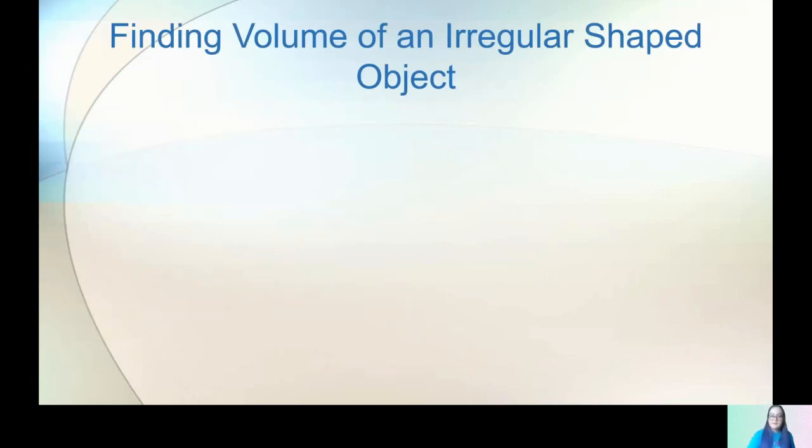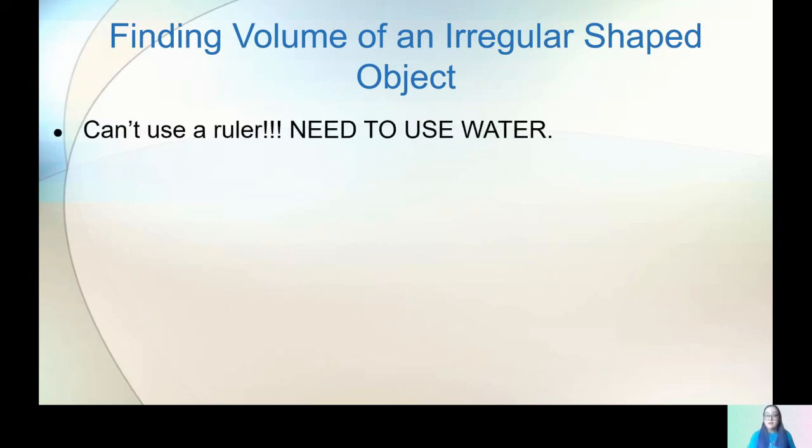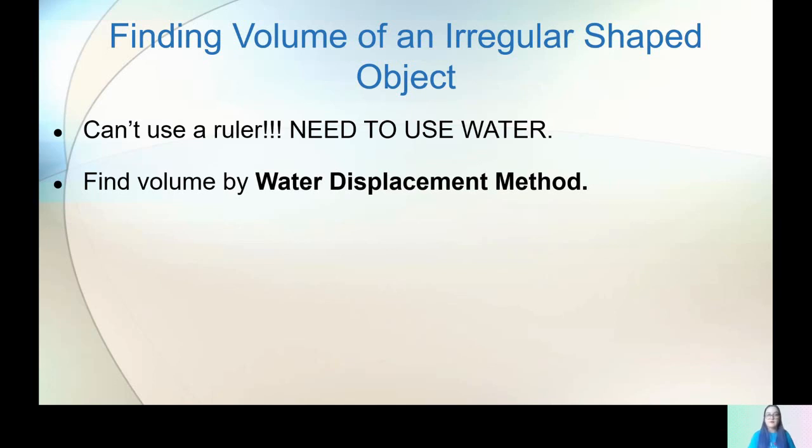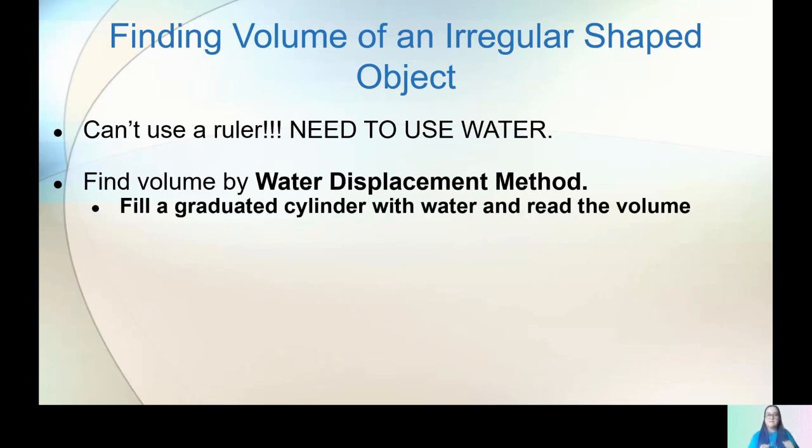Finding the volume of the irregular shaped object, now we know you don't use a ruler, you use water. So water is our universal liquid that we submerge things in because we know the density of water is 1. And so it's simpler to use than if we had used something like oil that has a different density. So it's not going to be the same effect. So we find the volume by the water displacement method or the Archimedes principle. How much water is shifted.